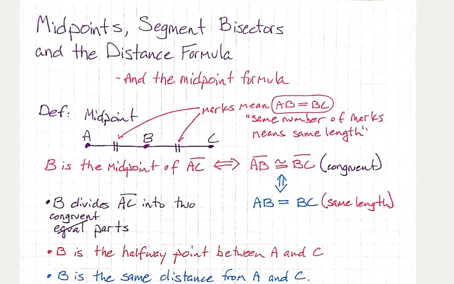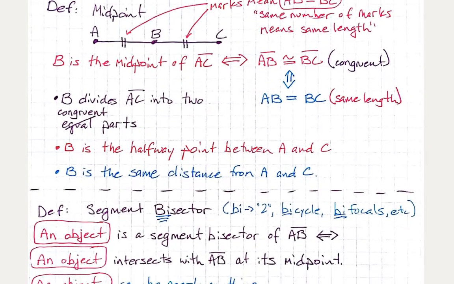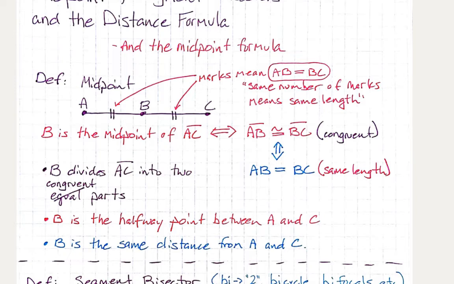Okay, a couple other things to think about here. The midpoint B divides segment AC into two congruent parts. I wrote equal, but then I scratched it out because I'm dividing it into congruent parts. But congruent and equal pretty much mean the same thing. So if you say B is the midpoint, you're saying that it divides this segment into two congruent parts that are equal lengths. It also means that B is the halfway point between A and C.